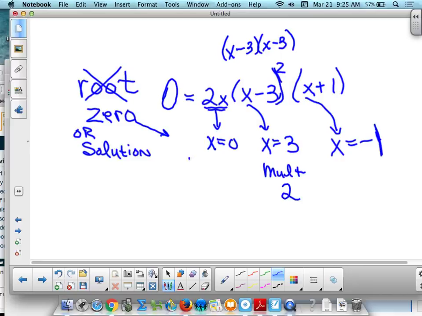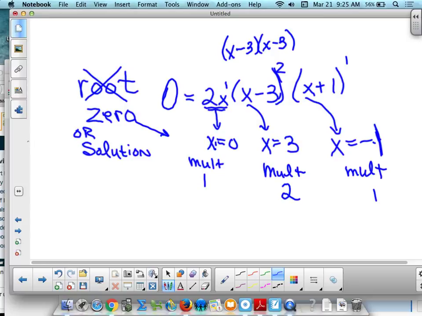Where this one has a multiplicity of what? Look at the x. X to the what? First. 1. Okay. So then it's like plus 1. This one also has 1 there, so a multiplicity of what? 1. So how many answers do I really have? How many solutions? 4. 1, 2, 3, because it has multiplicity of 2, 4. Okay? So you have 4 solutions. One of them happened twice. It's called multiplicity of 2.